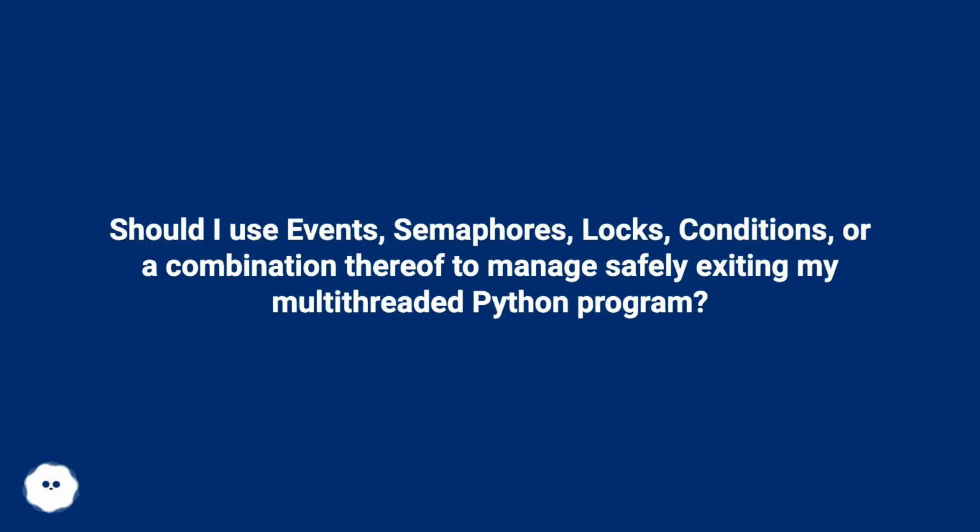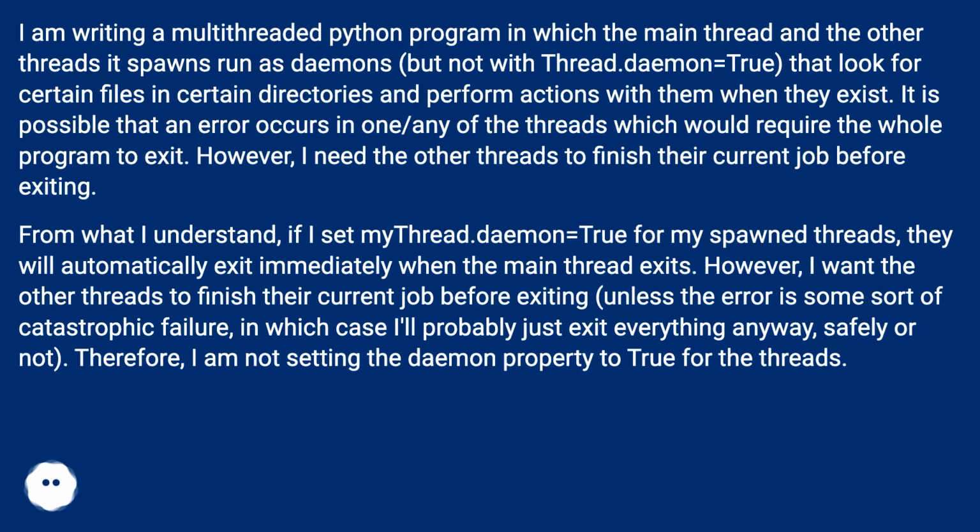Should I use events, semaphores, locks, conditions, or a combination thereof to manage safely exiting my multi-threaded Python program? I am writing a multi-threaded Python program in which the main thread and the other threads it spawns run as daemons, but not with thread.daemon equals true, that look for certain files in certain directories and perform actions with them when they exist. It is possible that an error occurs in any of the threads which would require the whole program to exit. However, I need the other threads to finish their current job before exiting.